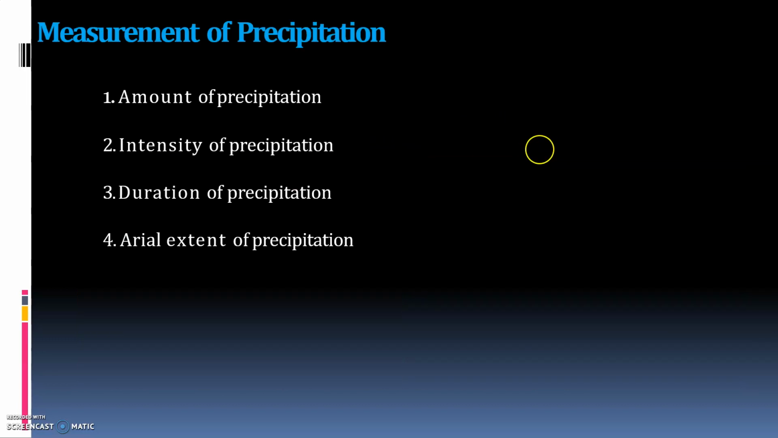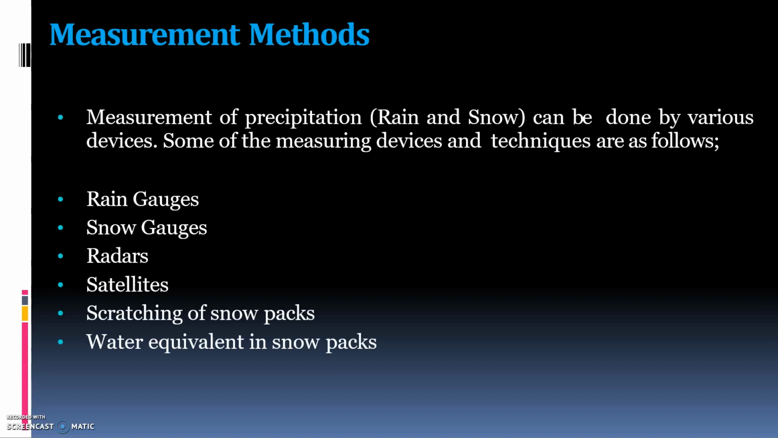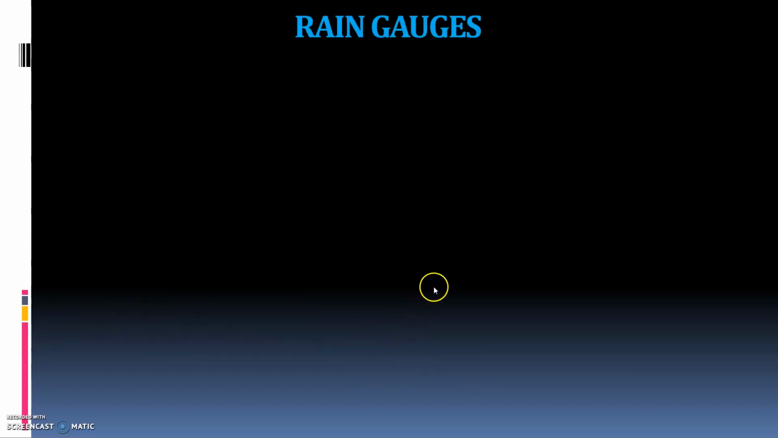Then there are different ways of measuring the precipitation. The most common types are amount of precipitation, intensity of precipitation, duration of precipitation and areal extent of precipitation. There are different methods to measure the precipitation. Precipitation may be either rain or snow, and it can be measured by various devices. Some of the measuring devices and techniques are as follows. The first one is rain gauges, then snow gauges, radars, satellites, scratching of snowpacks, and water equivalent in snowpacks. These are the common methods of measurement of precipitation.